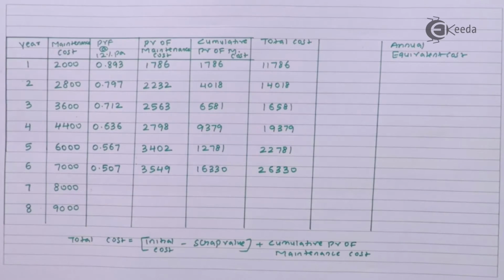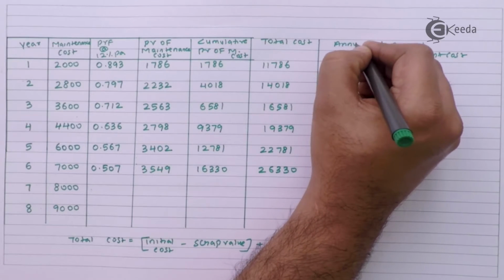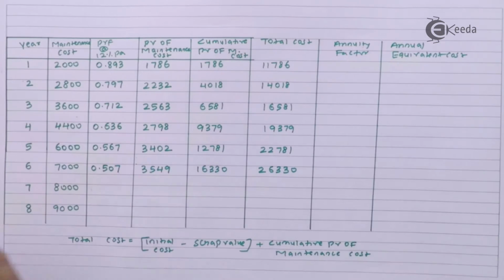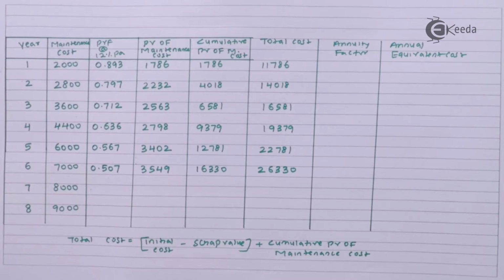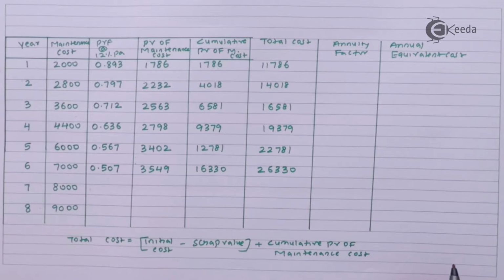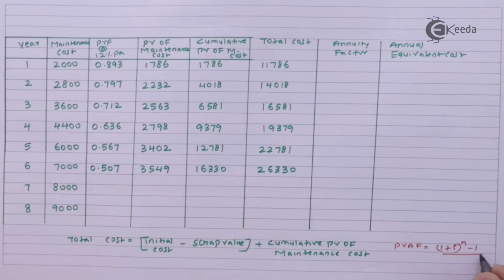For that, we'll first find out the present value of annuity factor by using a formula. Most of the times we can also follow the tables for that. For present value annuity factor, we have got a formula: 1 plus I whole raised to n minus 1 upon I into 1 plus I whole raised to n.